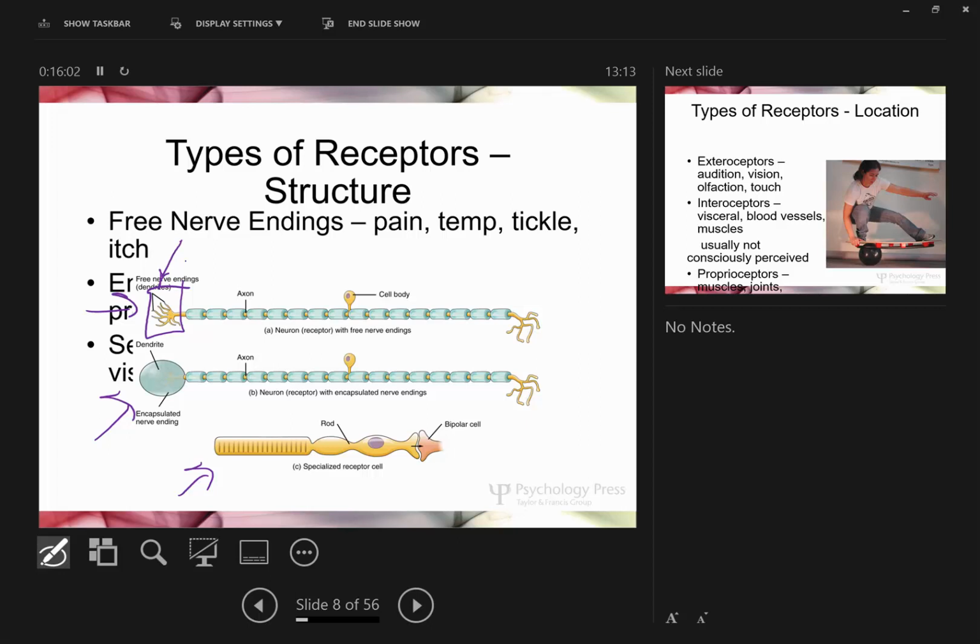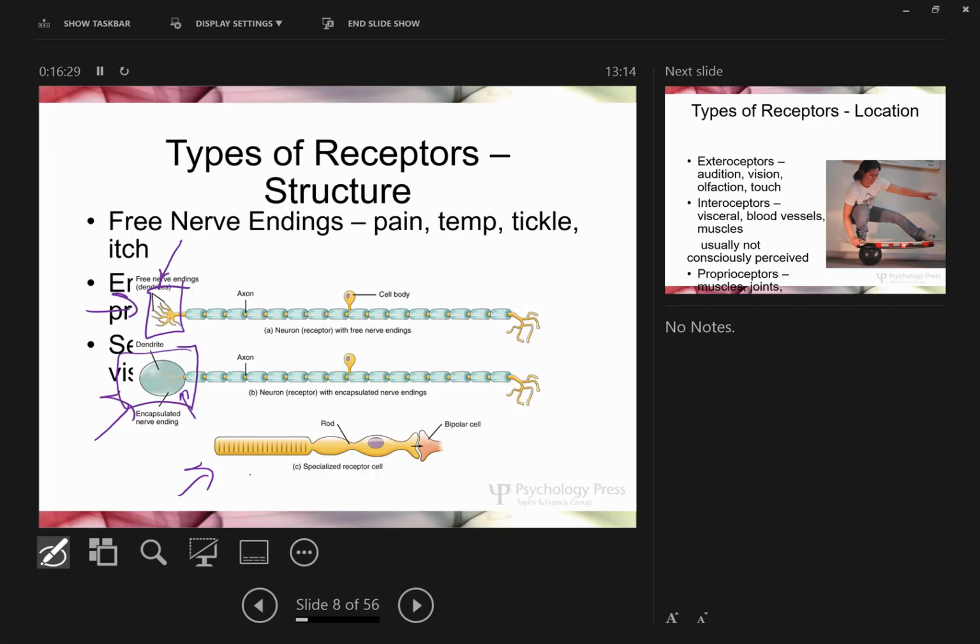There are other sensory receptors that may be encapsulated. Makes some sense, okay? This would be something for vibration or pressure, right? Can you imagine if your pressure sensors were very, very sensitive, and every time a fly landed on your hand, it felt like somebody was squishing your hand with a brick? Doesn't make any sense, right? You actually want some sort of resistance there.